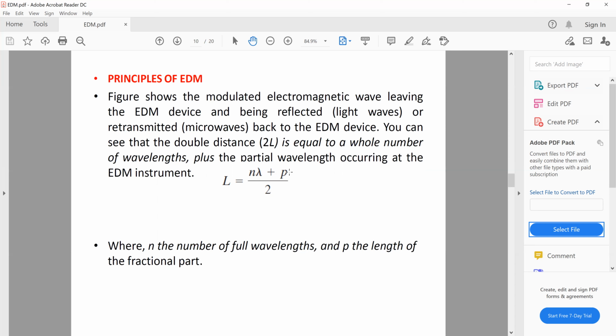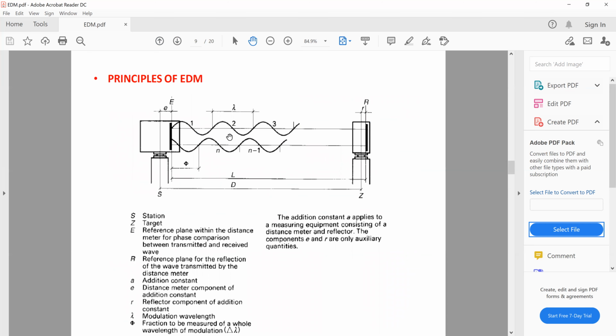So what this instrument can do is that it can also measure the number of wavelengths. If you see in this figure over here, this complete sine wave is a complete wavelength, right? But when it does the complete distance traveling, it can come back to this point, but the wavelength might not be complete, right? So in that case, this is called a partial wavelength.